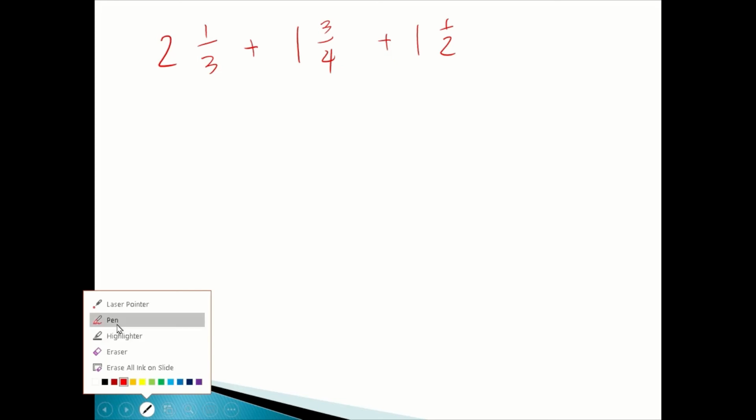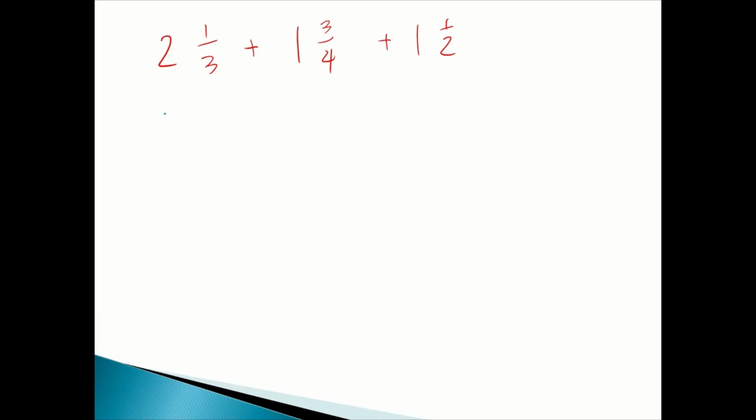So adding the following, we have 2 and 1/3 cups. So we have it here, 2 and 1/3 plus 1 and 3/4 plus 1 and 1/2. Okay, that's how the given states the following. With that, the first thing to do is to convert. Okay, take note, we convert.